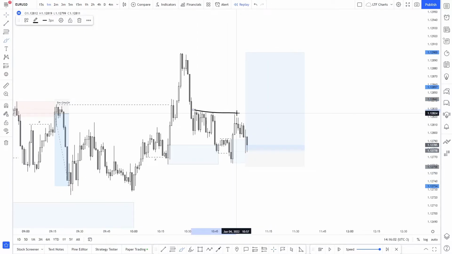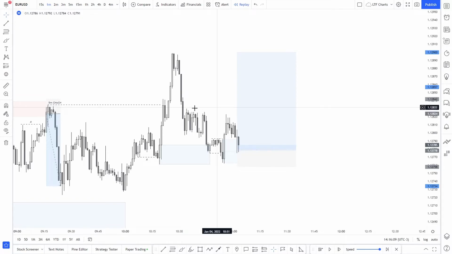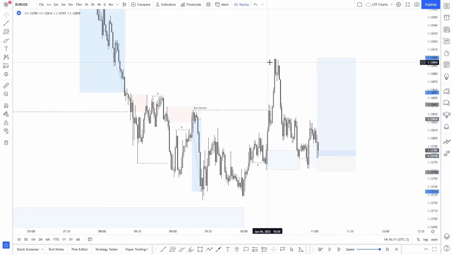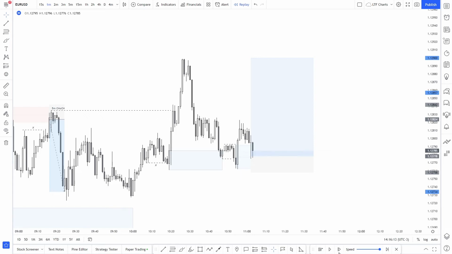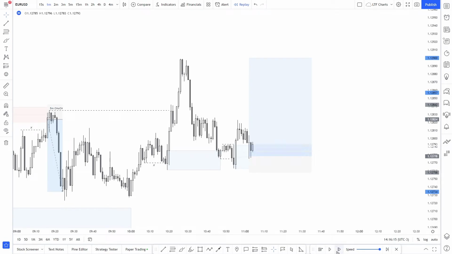No, actually, it's just creating more and more liquidity, so that's good because there's no liquidity left behind us, and there is some liquidity for price to take, along of course with this high, which really didn't react too much on the left, honestly.